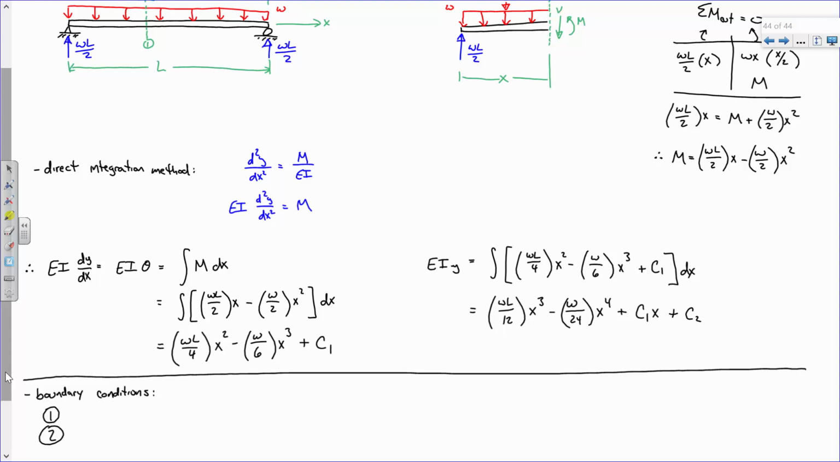So I propose that for my first one, at x equals 0, y equals 0. What is y? Y is the deflection. Here's my beam. I sit on the beam. How much does it deflect? I propose that at that support, it doesn't deflect at all. So that would be my first boundary condition. If that's my first boundary condition, what's my second boundary condition? There you go. Exactly. At x equals L, y equals 0.